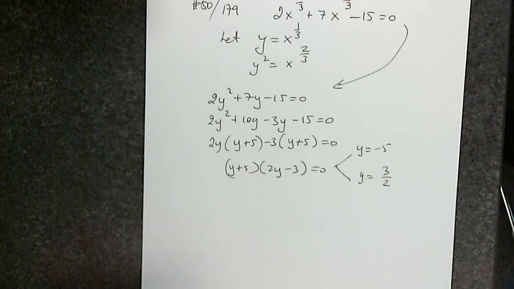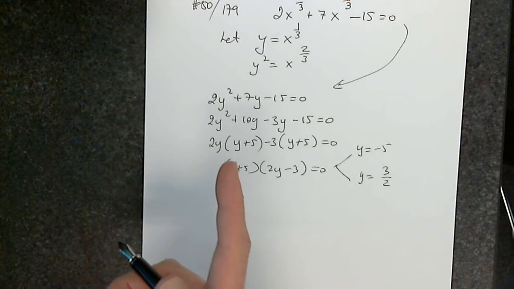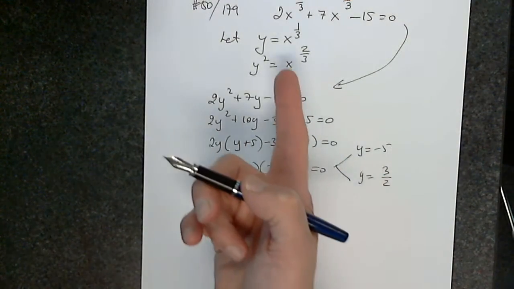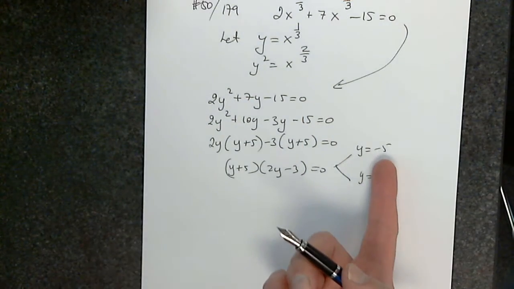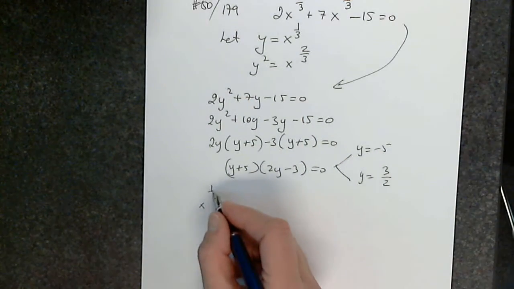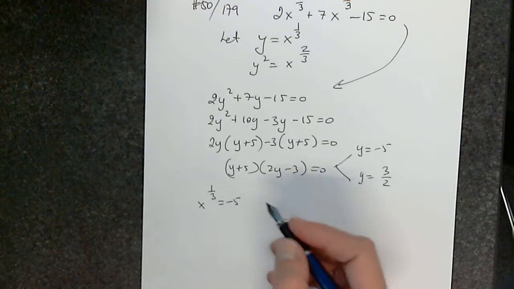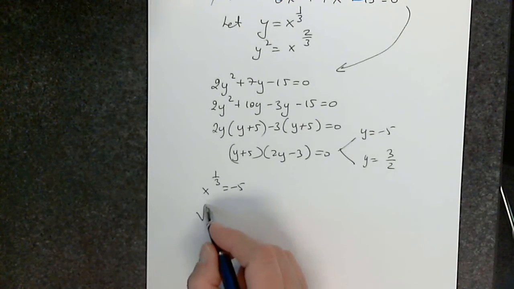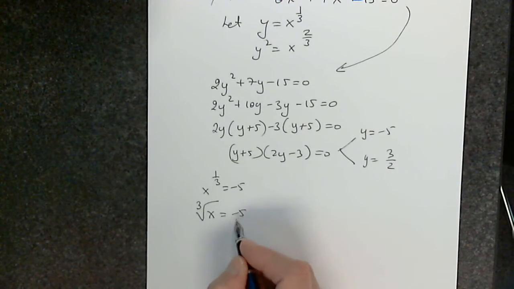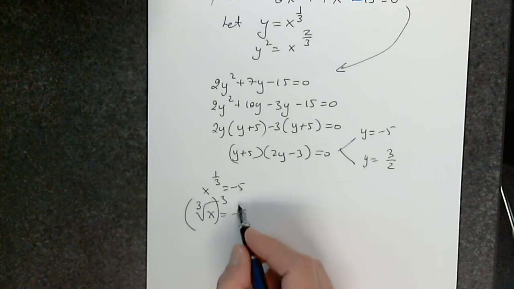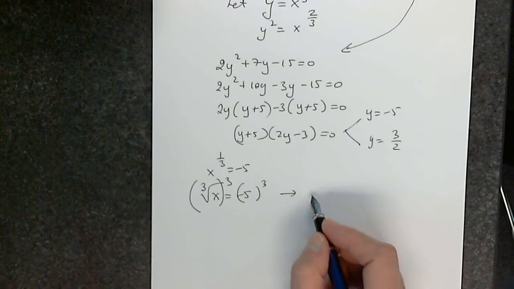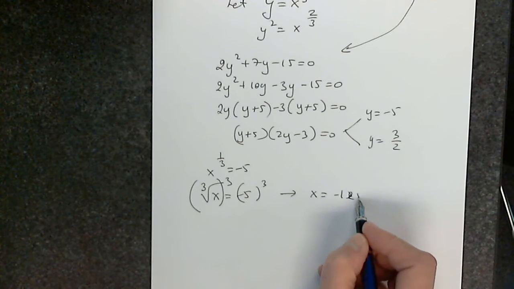This is good, but it's not good enough because I have to go back to x. So now this equation is actually x^(1/3) = -5. But I know x^(1/3) is nothing else but the cube root of x. So in order to find a solution, I have to cube both sides. So from here, x = -125.